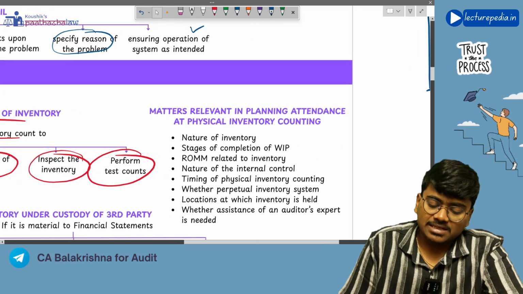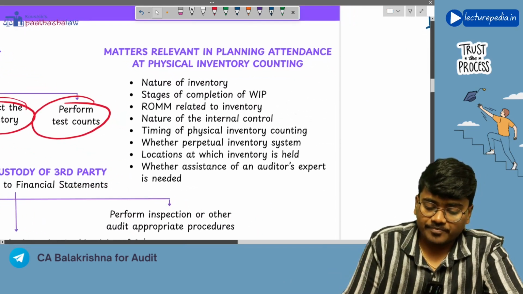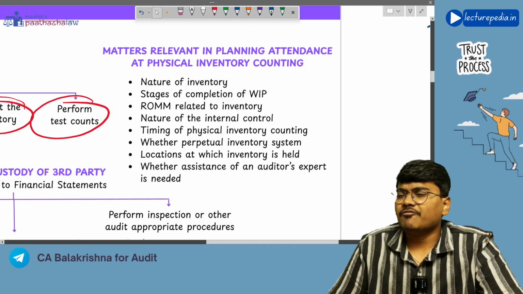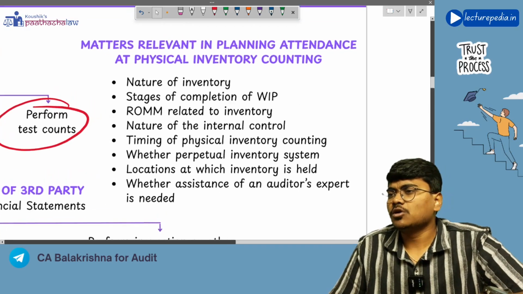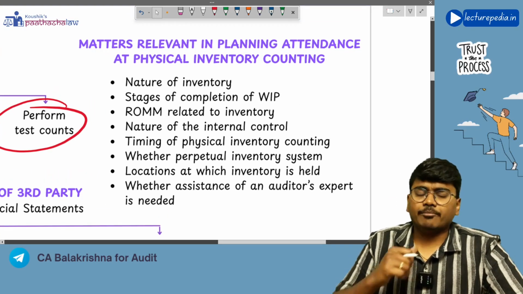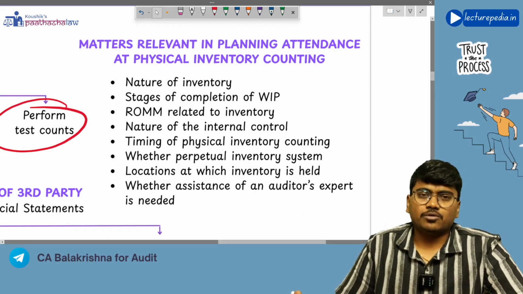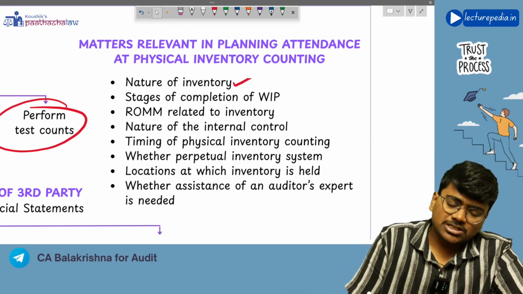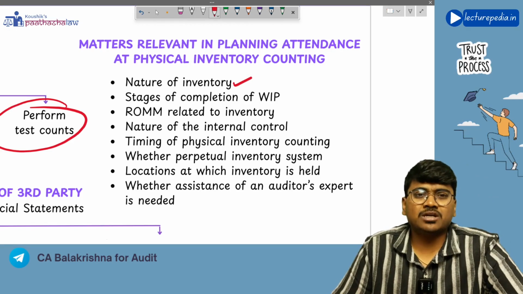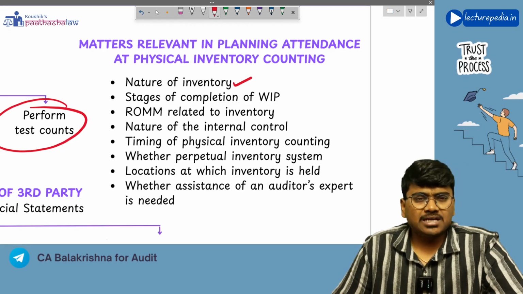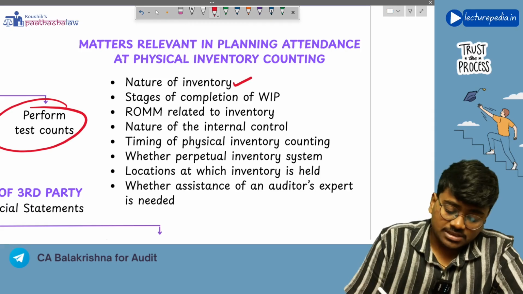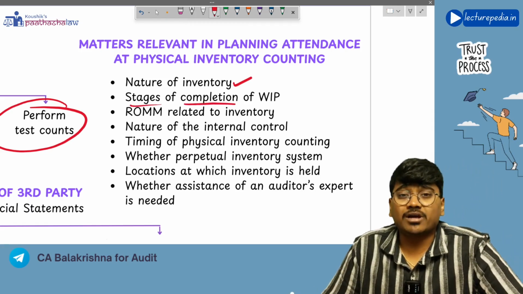Some of the matters that are relevant in planning attendance at physical inventory counting. What matters do you need to consider when you are planning the visit for physical inventory counting? First of all, you will see what is the nature of that particular inventory. Based on the nature of inventory, you will take the relevant precautions. Next, stages of completion of work in progress.